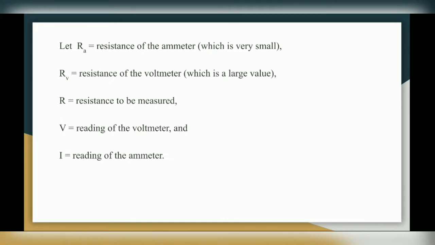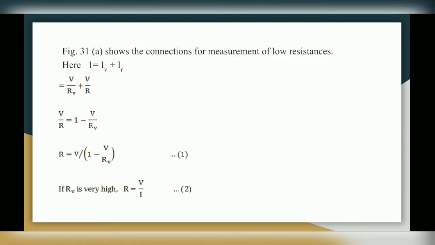Let RA be the resistance of the ammeter, which is very small, and RV the resistance of the voltmeter, which is of a large value. R is the resistance to be measured, V is the reading of the voltmeter, and I is the reading of the ammeter. Figure A shows the connections for measurement of low resistances.